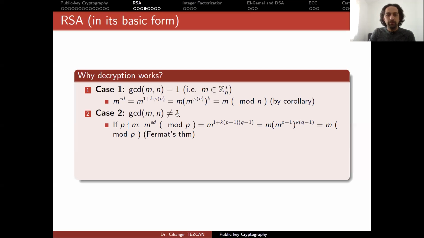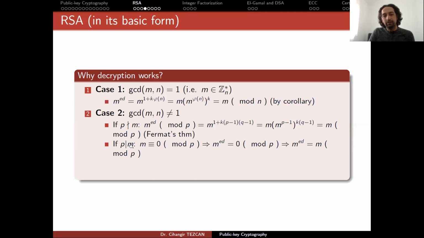But when the greatest common divisor of m and n is not 1, we need to check some more stuff. As you might imagine, it is hard to get such a thing because, if you remember, n is just p times q. So somebody has to accidentally send you a message which equals p or q, or a multiple of it. First we need to check if p divides m. If it does not divide m, then m to the ed modulo p would give us m modulo p, again by Fermat's theorem, because p is prime.